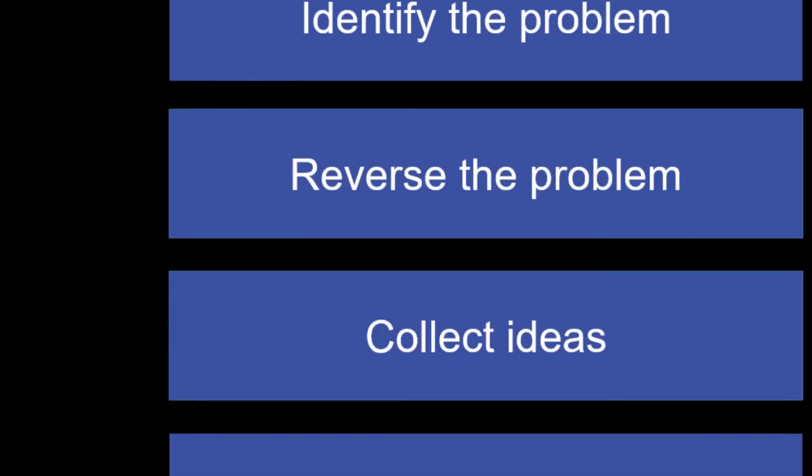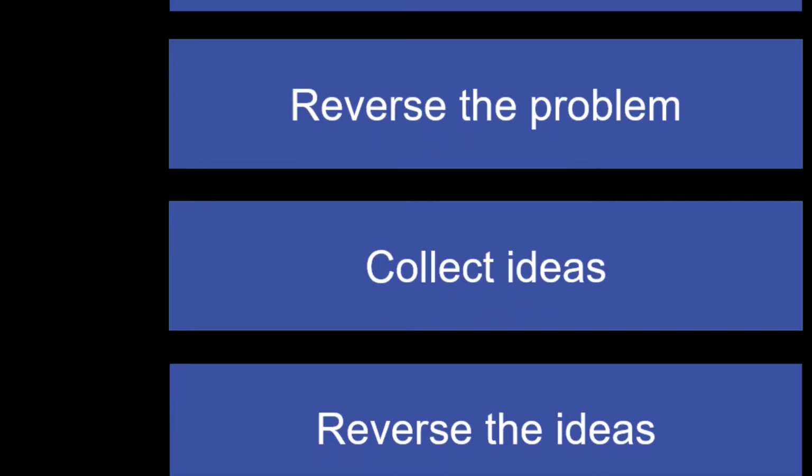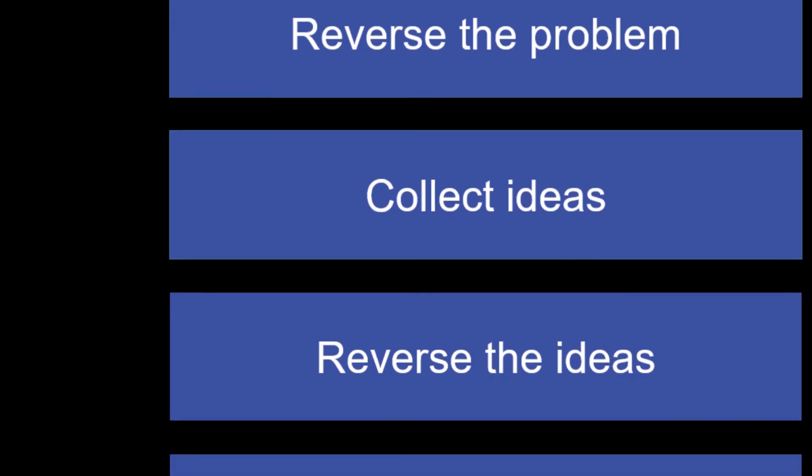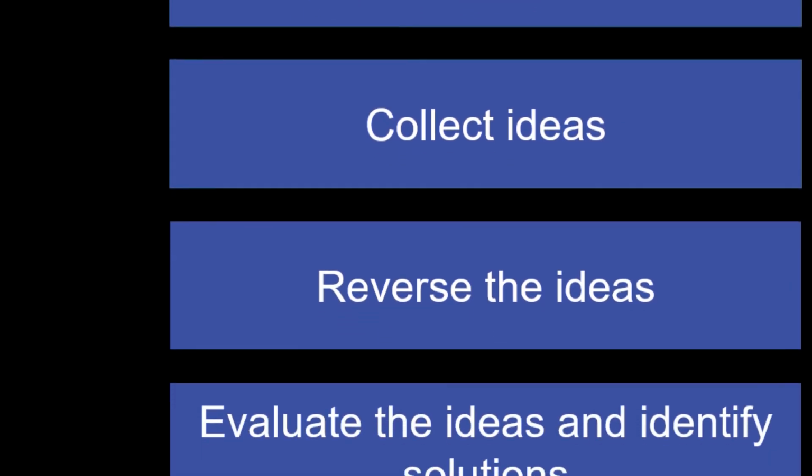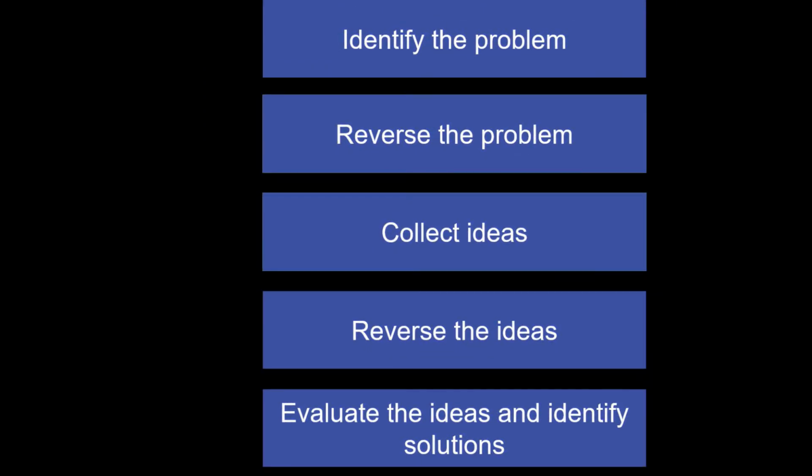The first method is called reverse brainstorming. As the name suggests, we look at the problem from the other end. Reverse brainstorming is a creative problem-solving technique in which the problem is turned around and considered from a different point of view to spur new and different solutions.